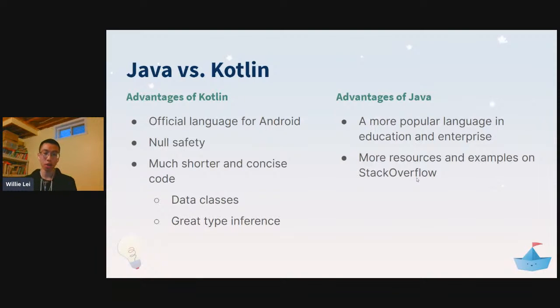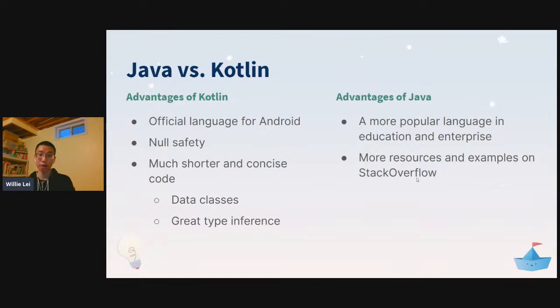Another reason why you should learn Kotlin is because it allows you to write much shorter and cleaner code. There's many great features such as type inference and data classes that allow you to condense a really long Java class into a very short Kotlin class. So this means that your code is a lot more readable. You have a lot less copy paste, a lot less boilerplate. So this means that your code is cleaner. It's much easier to read, and overall, it just provides a much better developer experience.